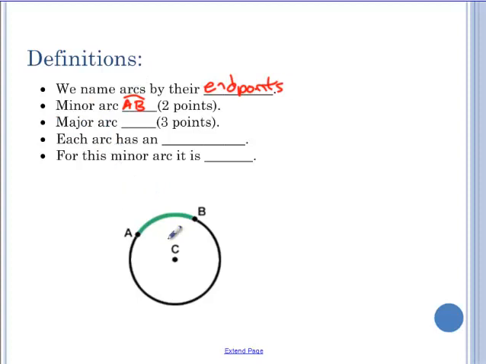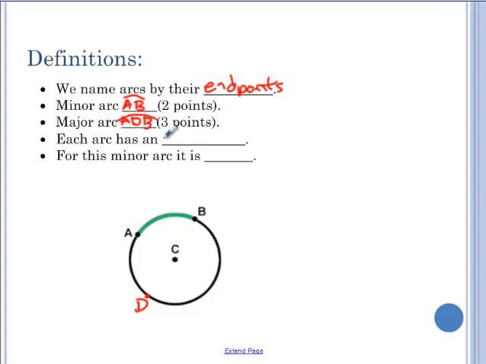Major arcs are over 180 degrees, so I want to go from A all the way around to B. But to denote that, I can't just call it AB. I need to come up with a third point here. B's already there, so let's change that to D. Now I want to go from A through D all the way to B and put a curve over that.